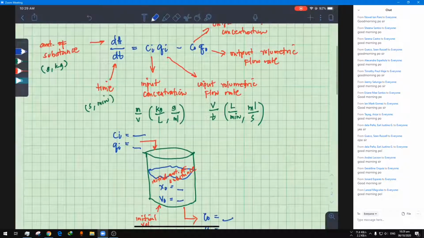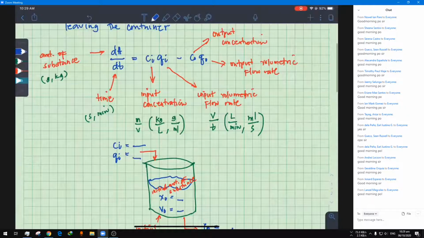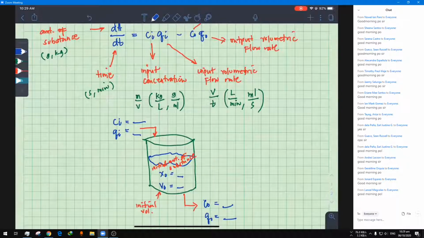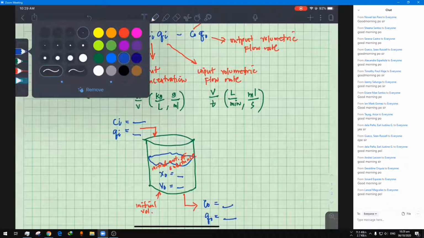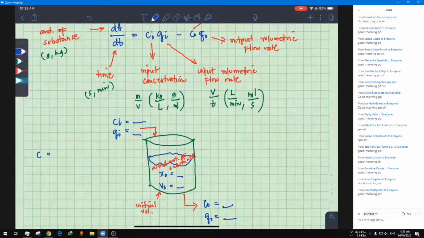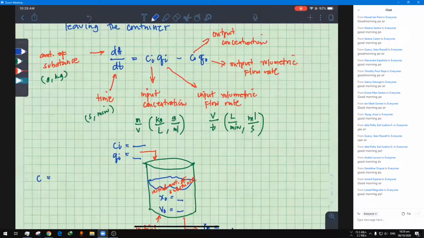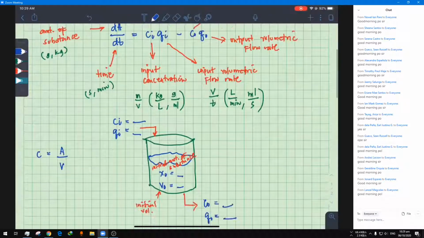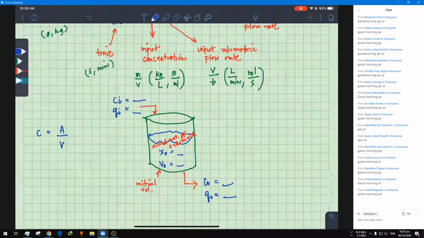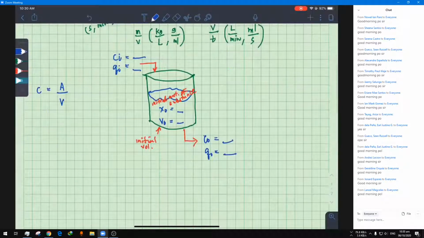And aside from this formula, take note that the concentration formula is always equal to the amount that is present. So since ginamit natin yung A to be the amount, gamitin ko na rin ang A. So A all over V, wherein A is the amount of substance, which is a unit of mass, and then divide it with the volume. So yan ang concentration formula natin.